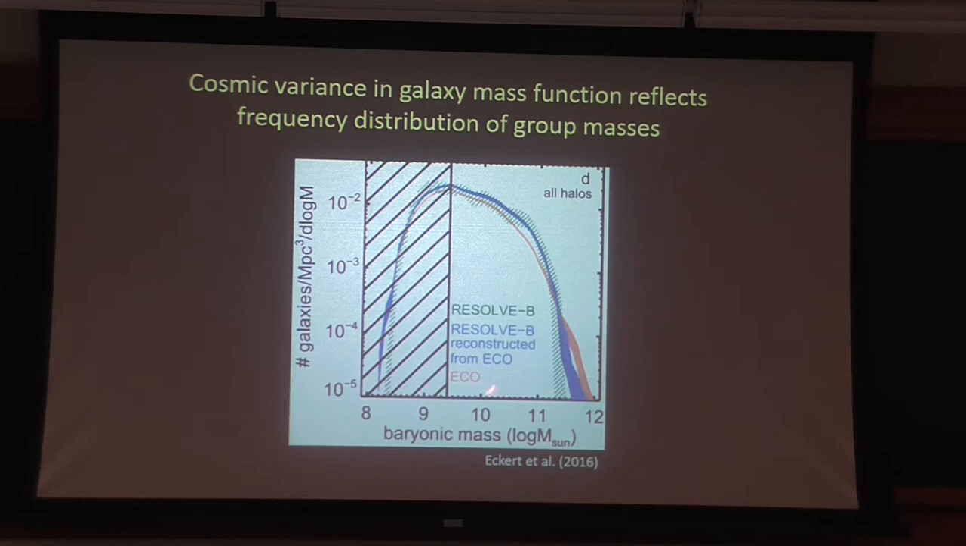The ECO galaxy mass function, actually the baryonic mass function, is in orange. The RESOLVE mass function is in green, and you can see that the green and orange are not consistent with each other. However, we can use the frequency distribution of group masses together with the mass function in ECO for different group mass regimes and reconstruct this blue line. This is what the ECO survey would predict the galaxy mass function should be for RESOLVE, based on the number of groups it has of different masses. And it's a pretty close fit. The blue line almost goes through the green line. So to zeroth order, cosmic variance in the galaxy mass function can be explained by the distribution of groups of different masses.